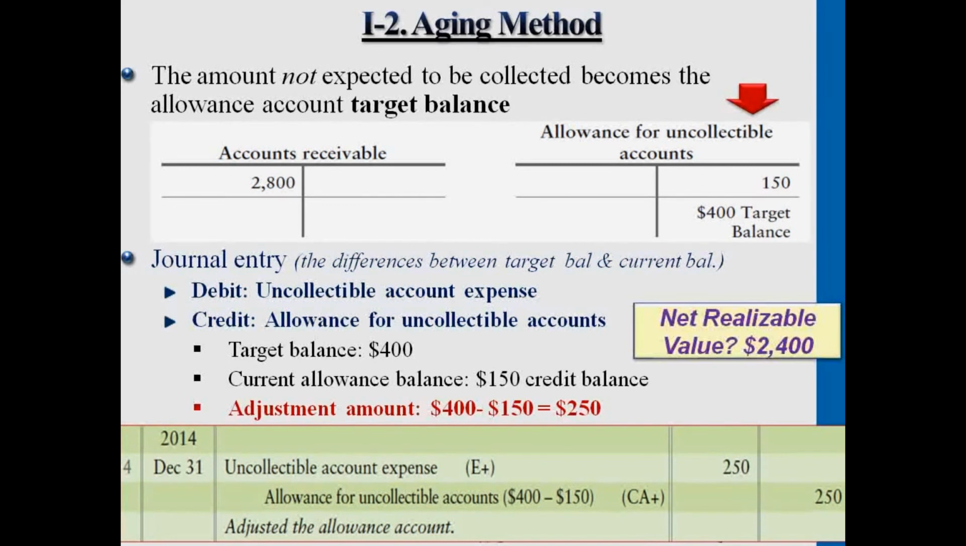Let's take a look at an example here. Now don't forget that after this estimation, this $400 is still a deduction account toward regular accounts receivables. So after this journal entry, the net realizable value of accounts receivable is the $2,400. The differences between these two accounts. What's left is the net value of accounts receivable.